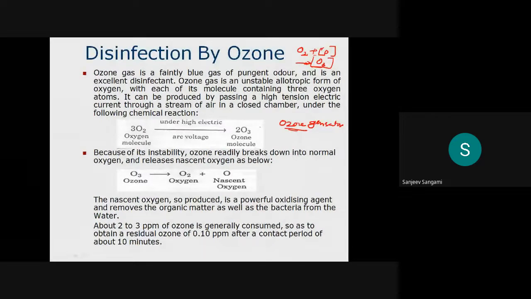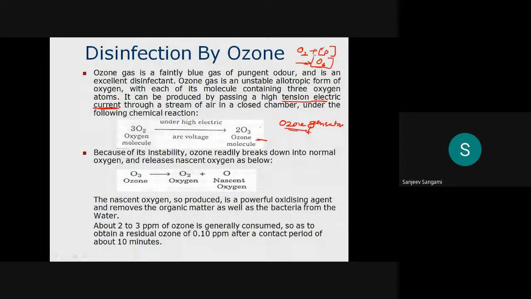It can be produced by passing a high tension electric current through a stream of air in a closed chamber under the following chemical reactions. This is created from normal oxygen, but it has to be done under high tension electric current. Remember, ozone generators are available, and there you create this. Three oxygen molecules under high arc voltage create O3.